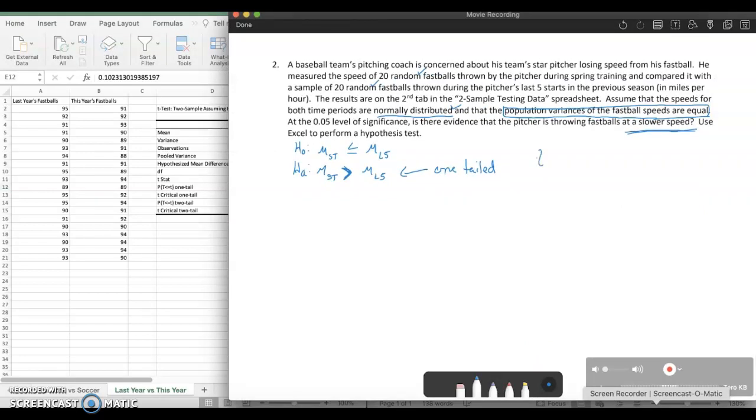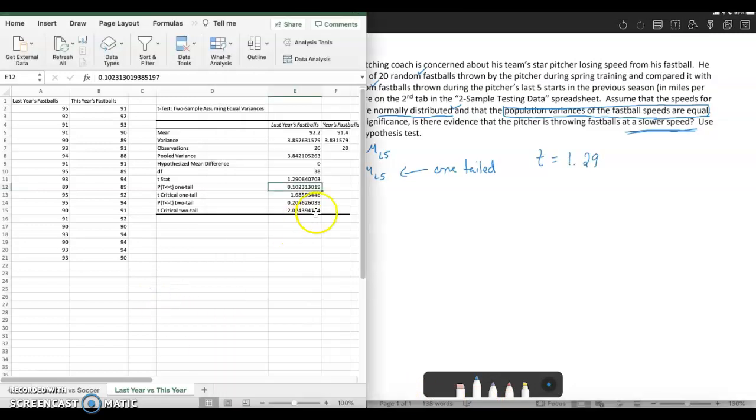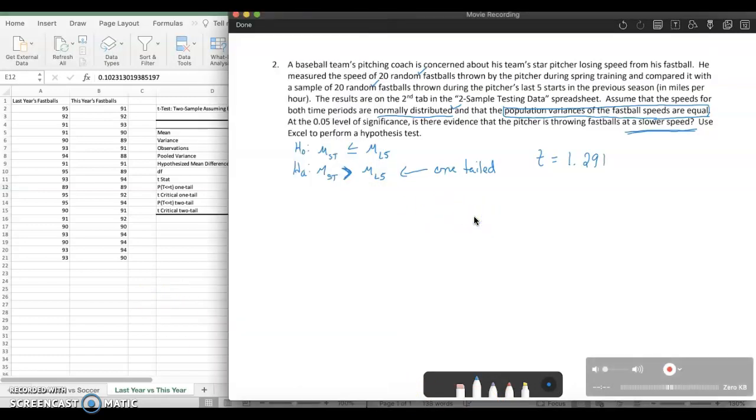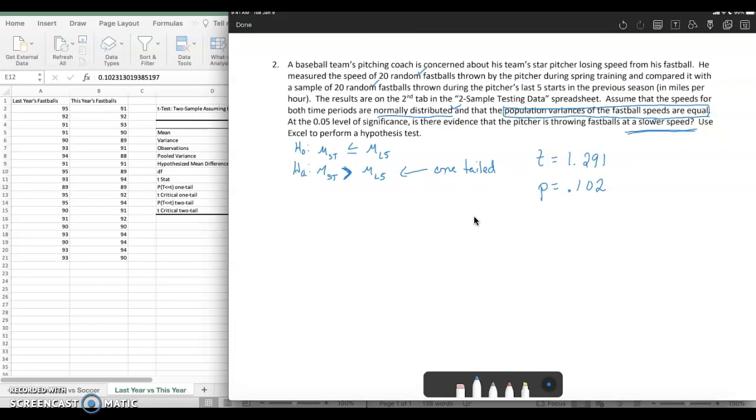So I'm going to go ahead and pull my paper back up here and write that information down. So we got a t-value of 1.291, I believe. Yes, to 3 decimal places. And we have a p-value of approximately 0.102. So in this case, p is greater than alpha, because this would be greater than 0.05. So we fail to reject the null hypothesis in this case.